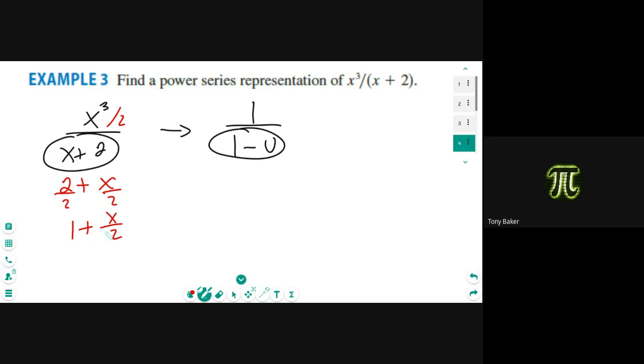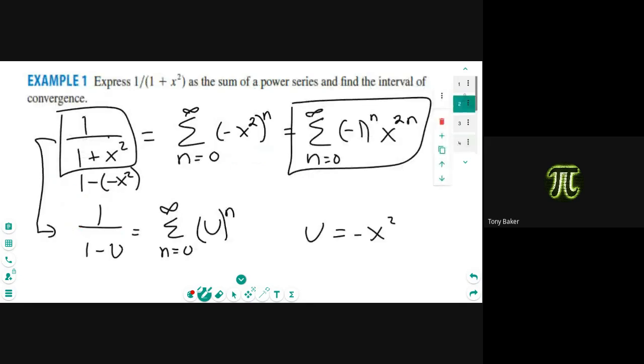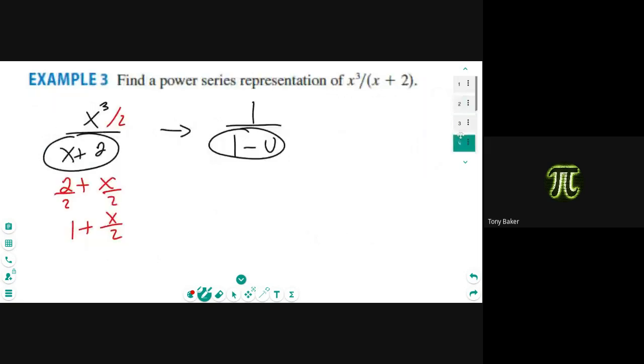All right, so what else am I going to have to do to this one? I need to get it to be 1 minus u. We do the same thing we did here. Remember, I just basically changed that plus into 2 minus signs, because 2 negative signs equal a positive. So I can change this to 1 minus negative x over 2.